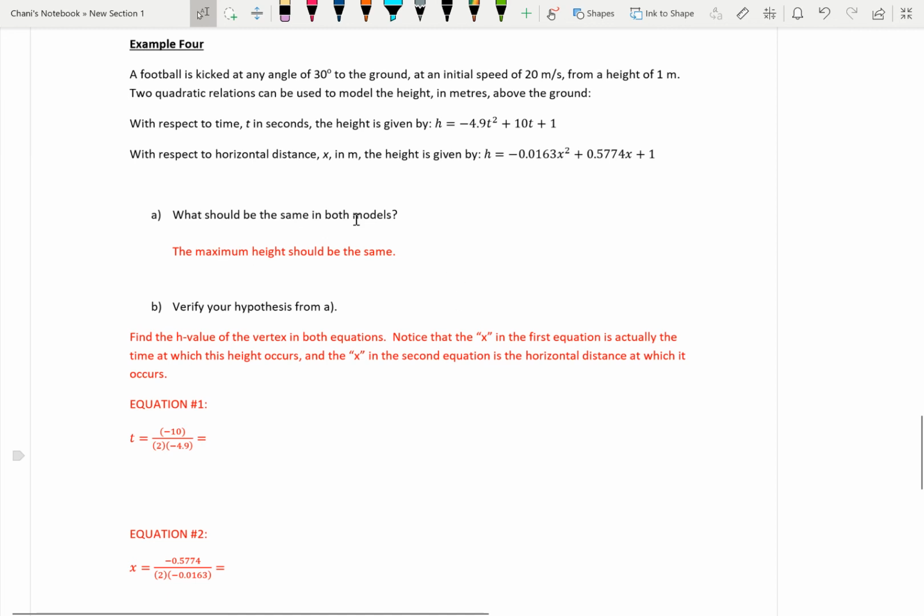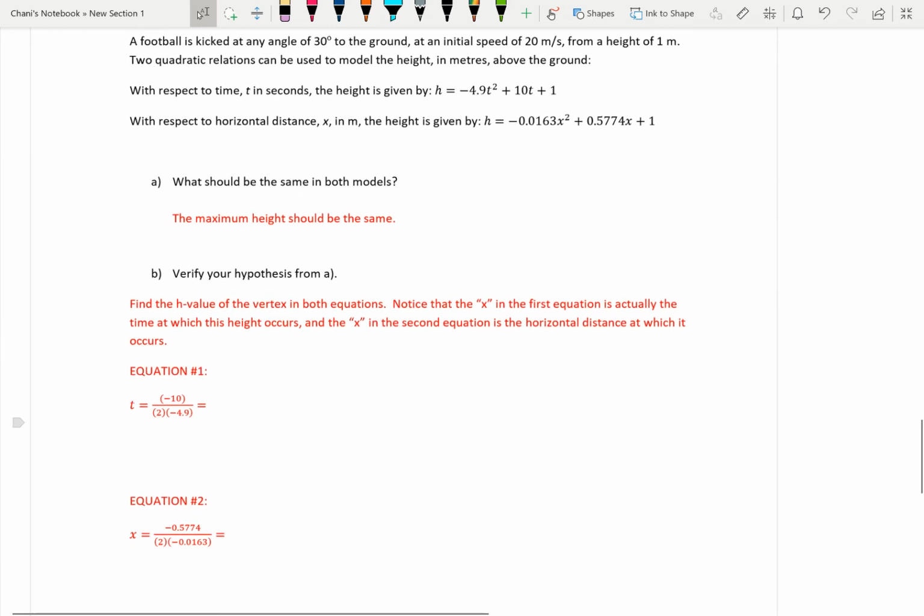So what should be the same in both models? Well, the maximum height. They both have the dependent variable as height, that's the same. So the actual maximum height should be the same. But what's different will be the independent variable, because one will be the time at which that maximum height occurs, and the other will be at what horizontal distance that maximum height occurs.